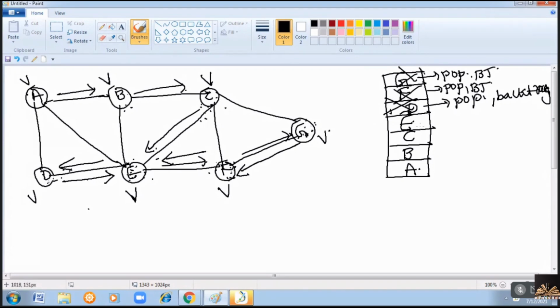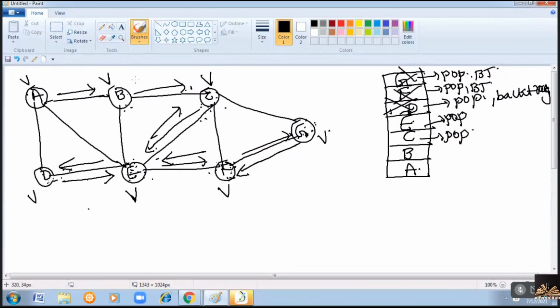Now you are at E, which is the top of the stack. Is there any adjacent vertex for E which is not visited? No such vertex is there. So again perform backtracking. Pop E and perform backtracking. How have you reached E? You have reached E from C. So you just perform backtracking. Okay. Now you are at C. C does not have any adjacent vertices which are not visited. Therefore, you can pop C and perform backtracking.